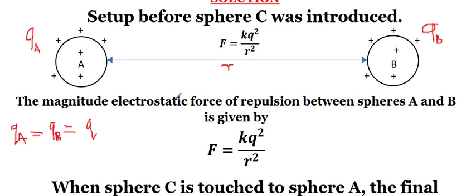Alright, so the magnitude of the electrostatic force of repulsion between sphere A and sphere B is given by F equals KQ squared on R squared, where K is a constant which is equal to 1 on 4 pi epsilon 0.